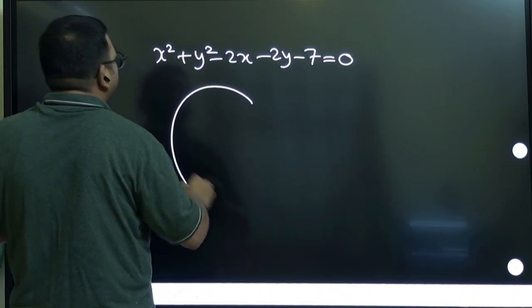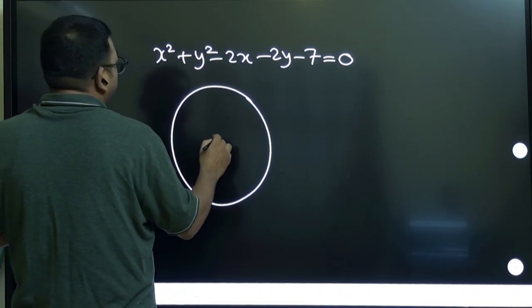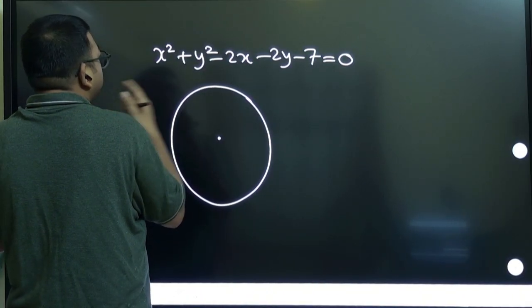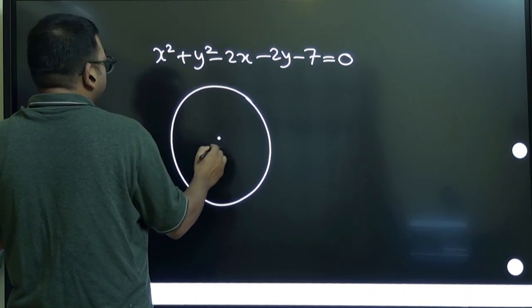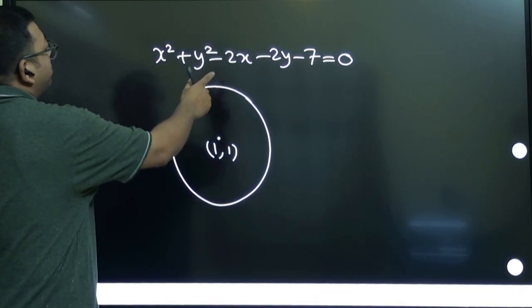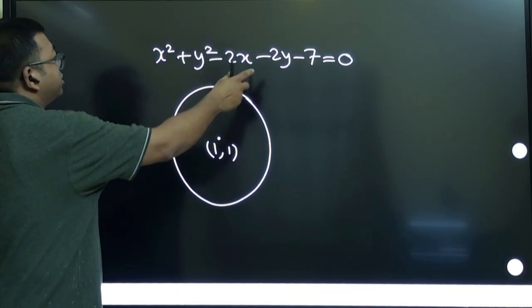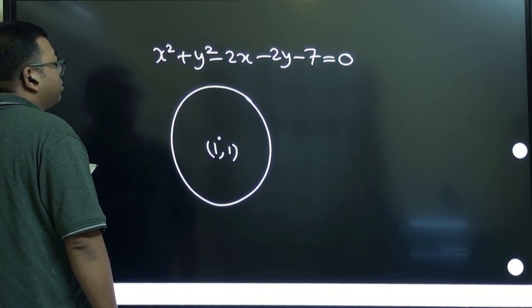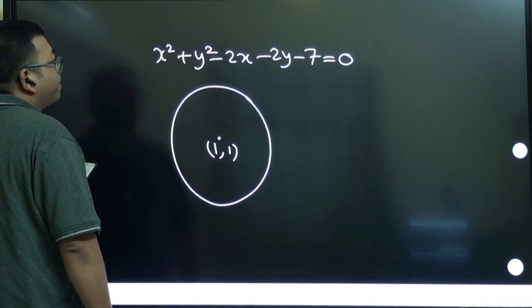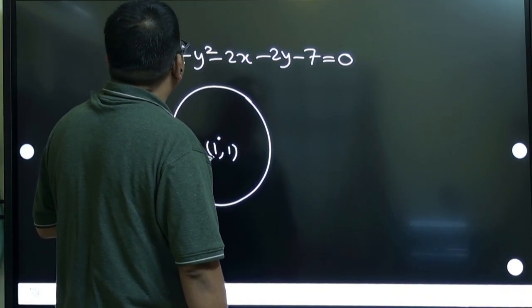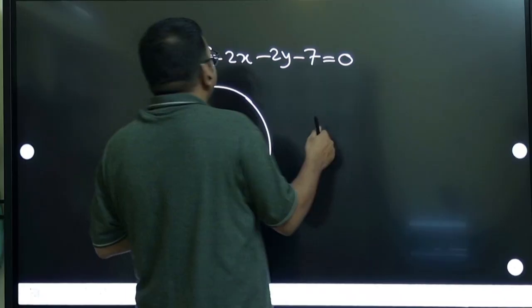We can definitely draw this circle. Where will be the center of this circle? We can calculate the center, right? Just now we discussed. So I think the center is (1, 1), correct? The coefficient minus 2 divided by minus 2, coefficient of 1. What is the radius of that? No, no, that is not the radius. You need to bring it into the standard form.